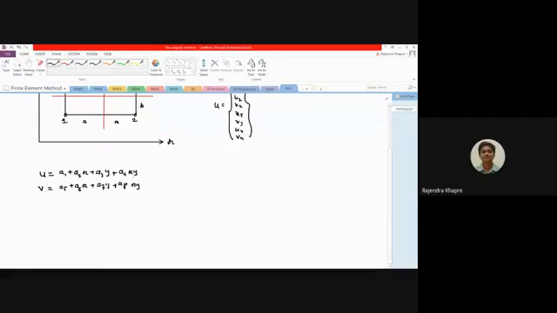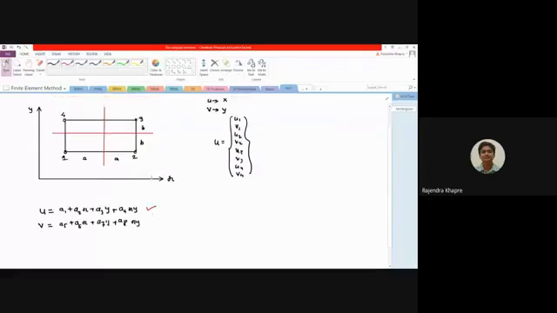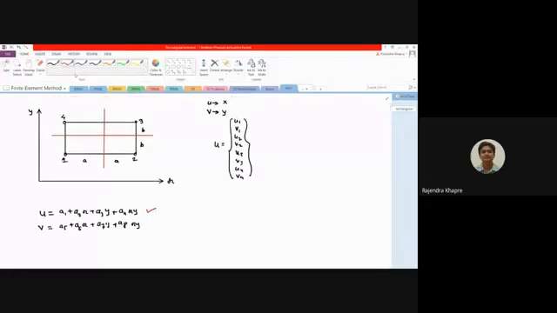Okay, so now our objective over here is to find out the values of a1, a2, a3, a4, a5, a6, a7, and a8. For the time being, let us consider only the deformation along the u, that is along the x-axis only.